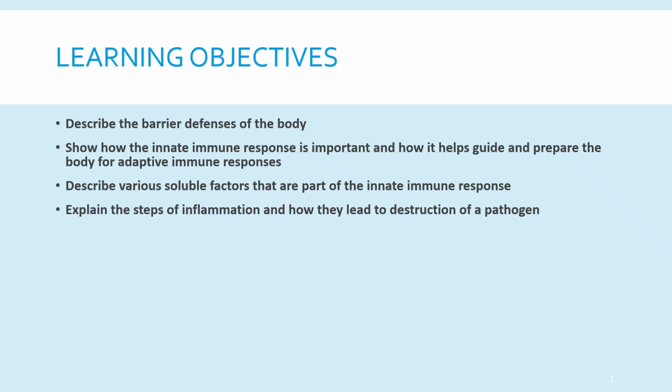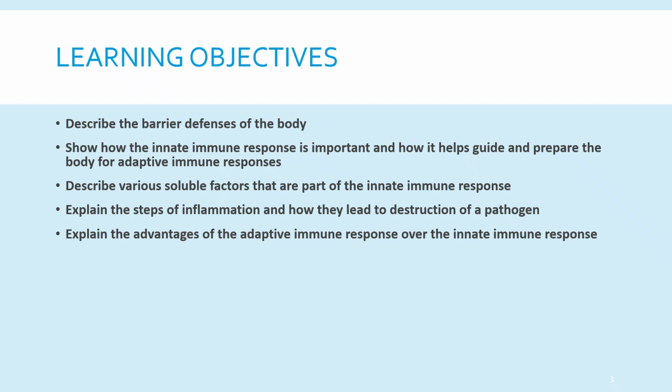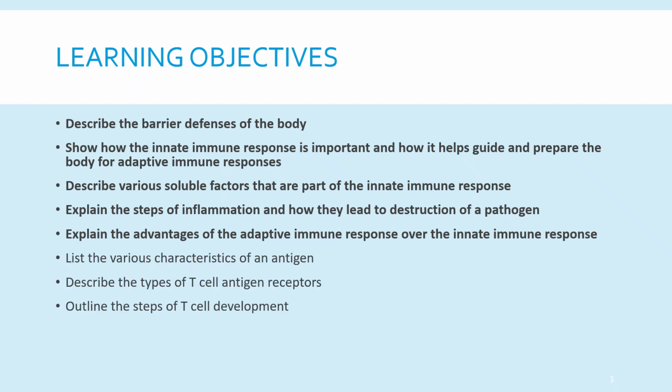We're going to explain the steps of inflammation and how they lead to destruction of a pathogen. And then finally, we'll briefly touch on the advantages of the adaptive immune response over the innate immune response, and we'll also touch on it a little bit in the next video as well, okay? So these other learning goals are just things that we'll touch in the second video, okay?